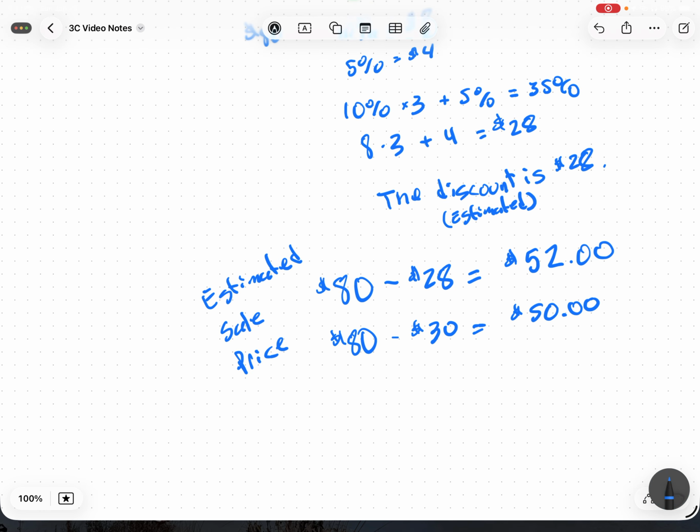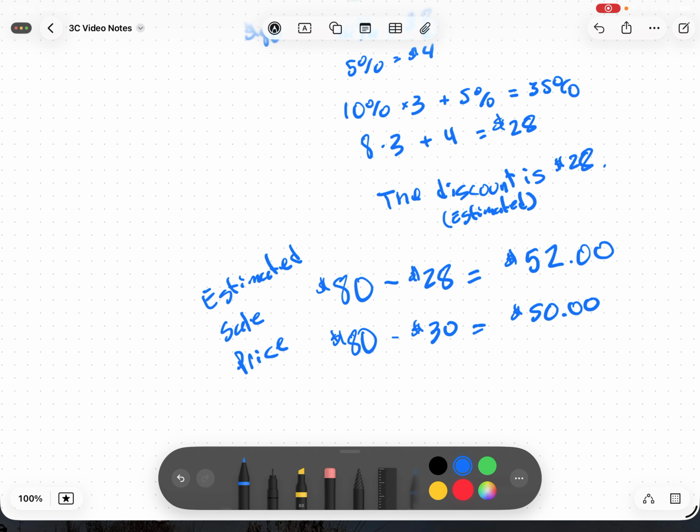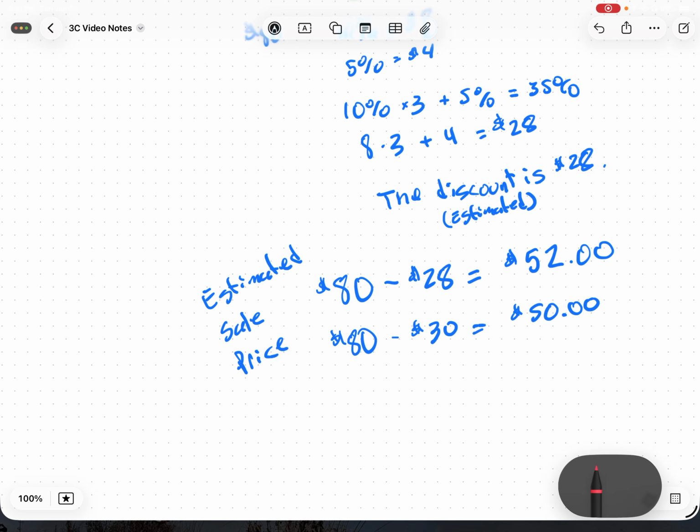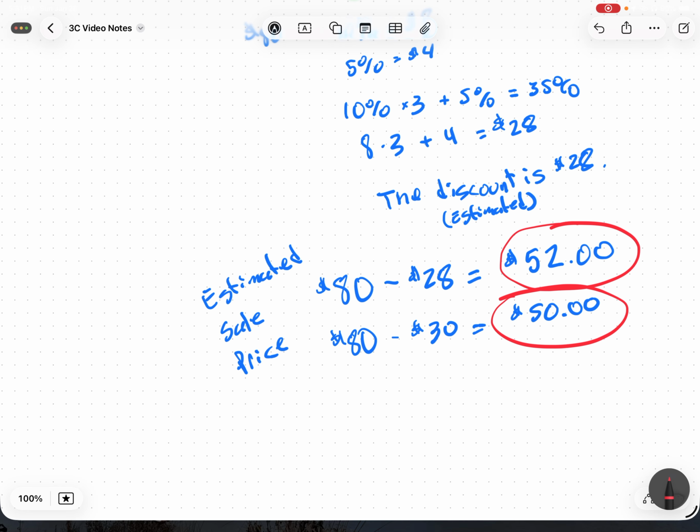Again, all these are estimates. And I either get my estimated sale price of $52, or if you want to just work with multiples of 10, we're talking about $50. And that's what you're going to do in the activity for this lesson 3C. We're going to be rounding off to multiples of 10 and then calculating discounts and sale prices.